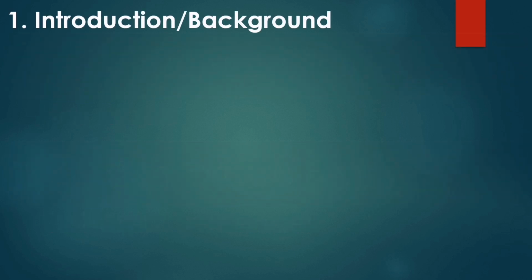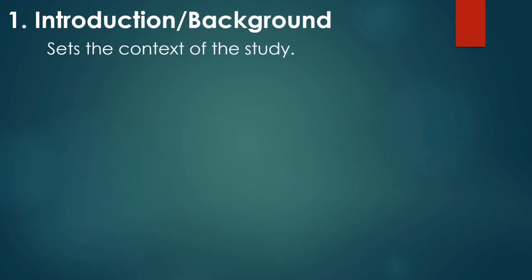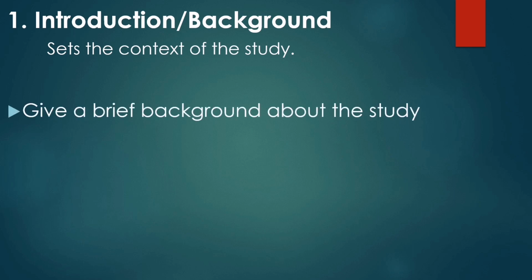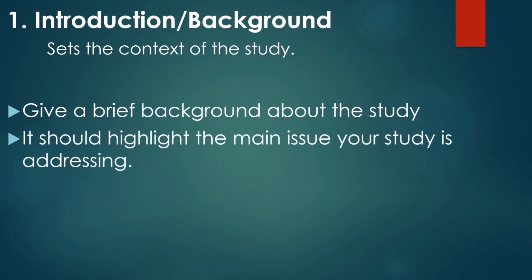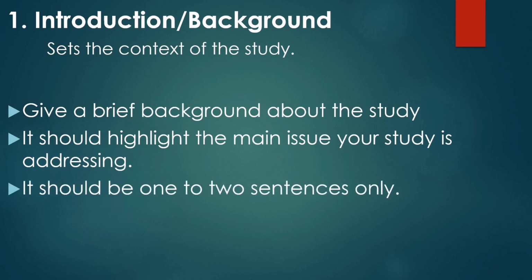The first component of an informative abstract is the introduction, or the background of the study. This one sets the context. In writing it, give a brief background about the study. It should highlight the main issue your study is addressing, and it should be 1 to 2 sentences only.